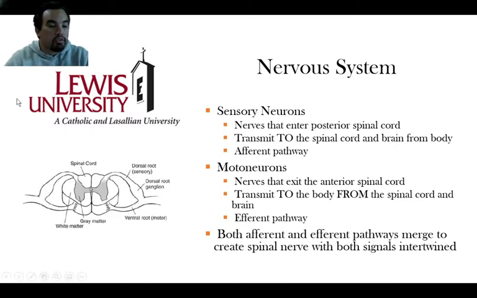If you look at our picture over here on the left, you see in the back here, sorry, this picture is the other way: sensory neurons here, and in the front of the picture are our motor neurons. You see how it combines into one nerve here. While they're separate, they do merge into one pathway, and that's where both signals become intertwined. It's like a positive and a negative wire that go into a main wire, and it's wrapped up.